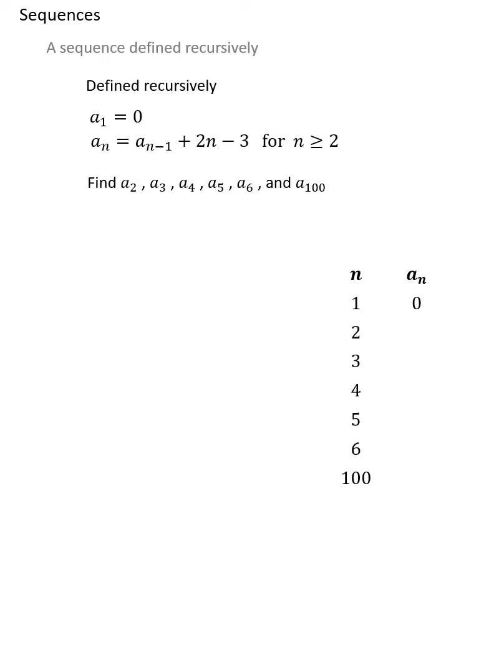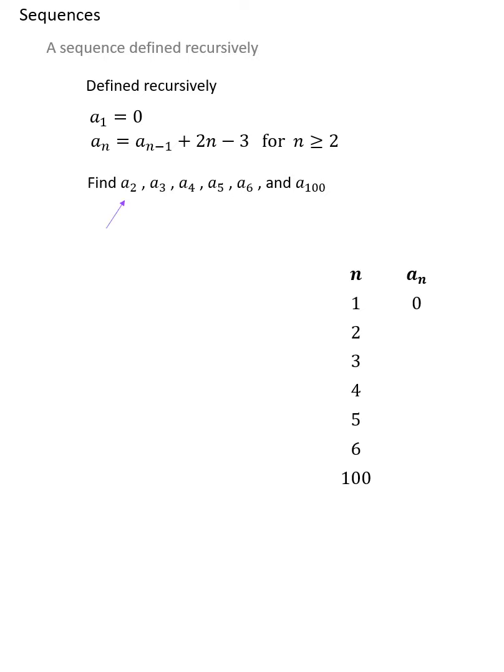Well, let's make a table out of it. Let's let n represent the term number. So when I wrote n equals 1, 2, 3, 4, 5, 6, I indicated that I'm going to find the first, second, third, fourth, fifth, and sixth term. And for a sub n, let's let that denote the number in the sequence itself. So I put a 0 there because we were told that the first term is 0.